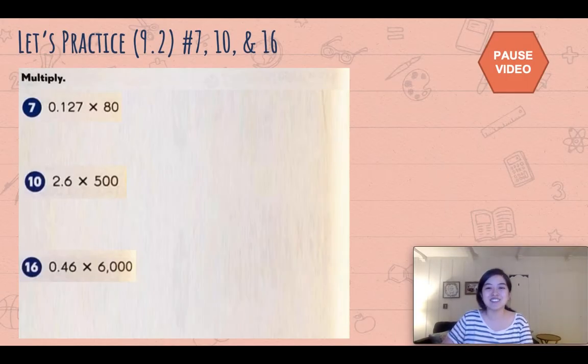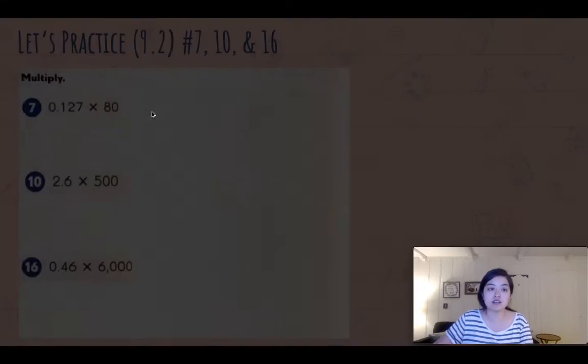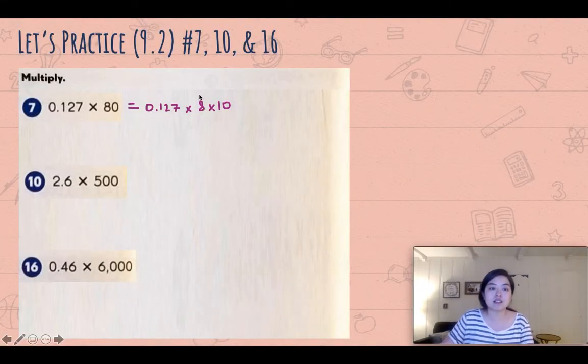Okay, so pause the video, do numbers 7, 10, and 16. All right, welcome back. So let's look at number 7. We have a decimal and we're multiplying by 8 tens. Okay, so that's 8 groups of 10, which is the same thing as saying 8 times 10.